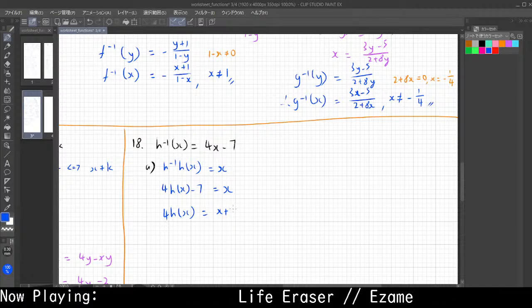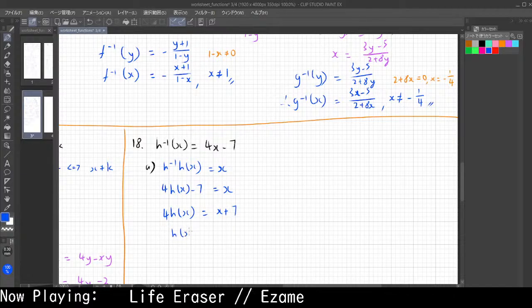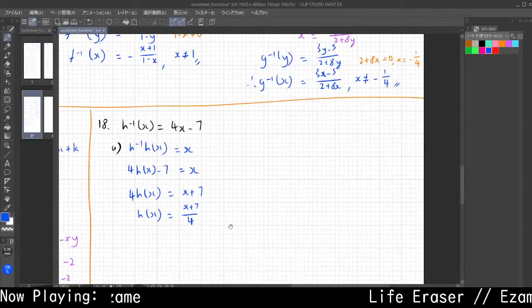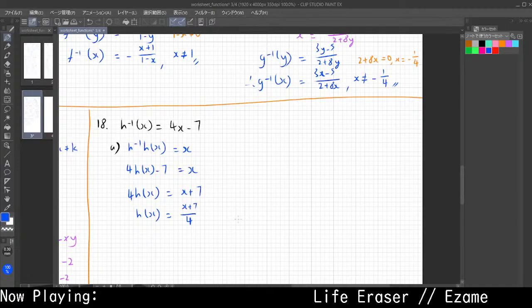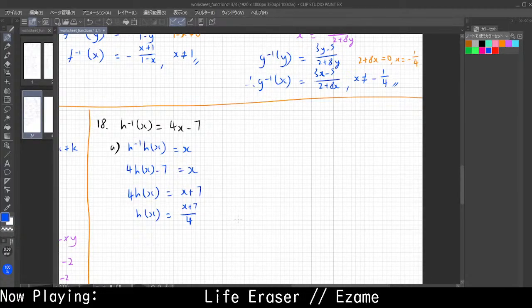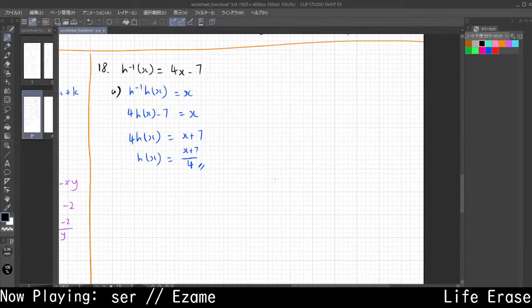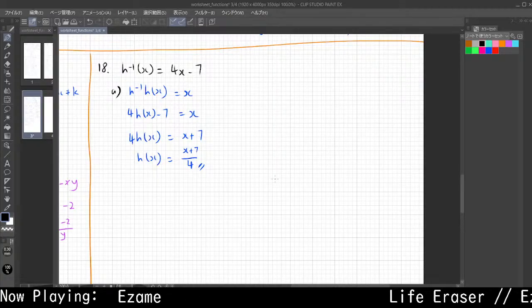X is minus 7, move over becomes plus 7. 4 move over, multiply becomes divide. So h(x) equals to (x plus 4) over (x plus 7) over 4. Anything else you need to do? No. Since x is not at the denominator, no definition needed to write. This is your answer. Okay, then this is from exam A.